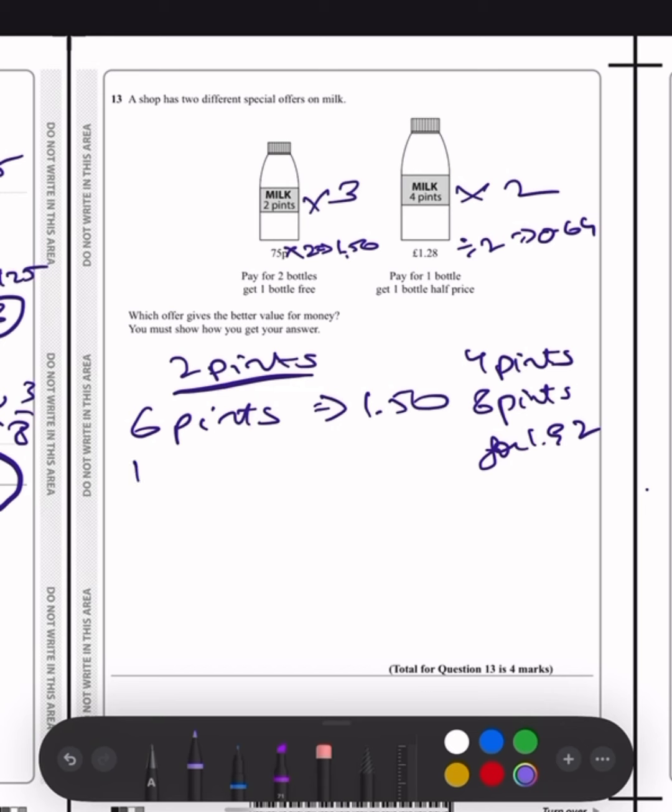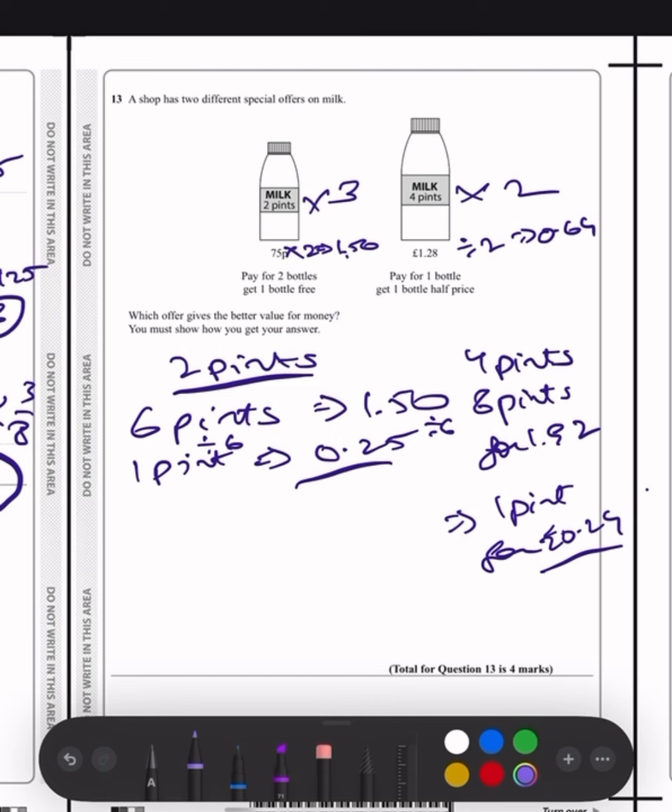So when we found the price for 1 bottle, it's 0.25, because we divided both of these by 6. And for the 8 bottles, it got us an answer of 0.24 for 1 bottle. As you can see, there's a big difference between 0.24 and 0.25. We can clearly see the difference, and therefore we know that the second offer has better value. So we write that as the answer, and that's how you will gain your 4th mark.